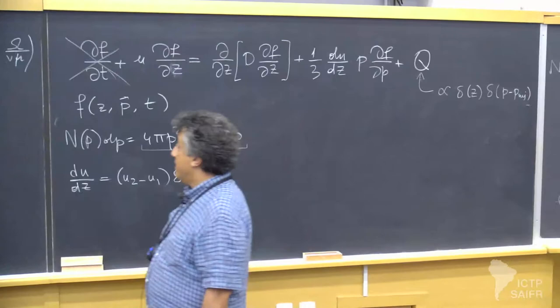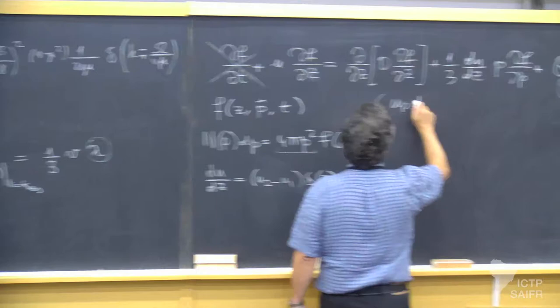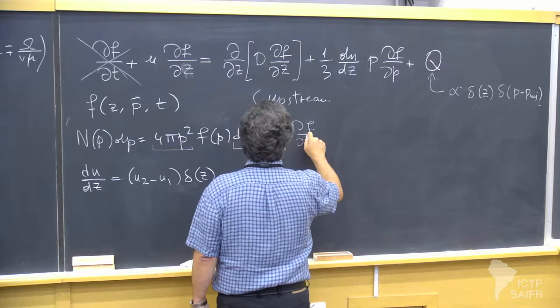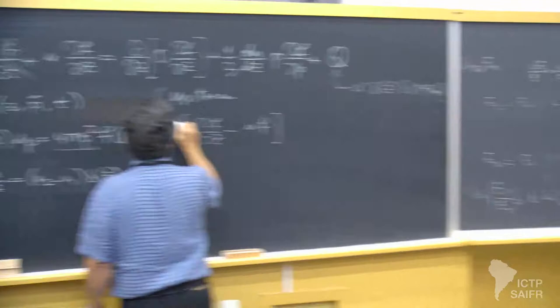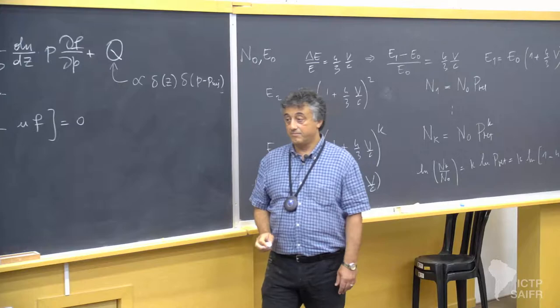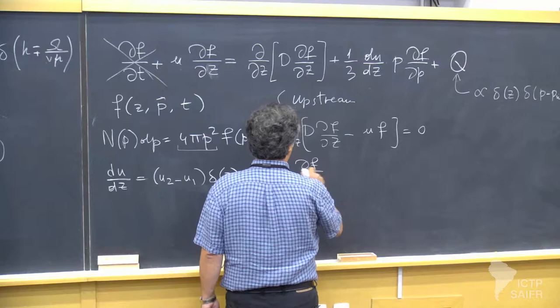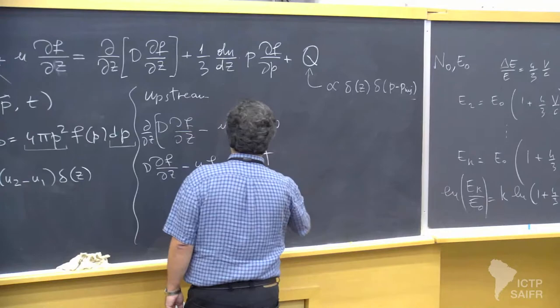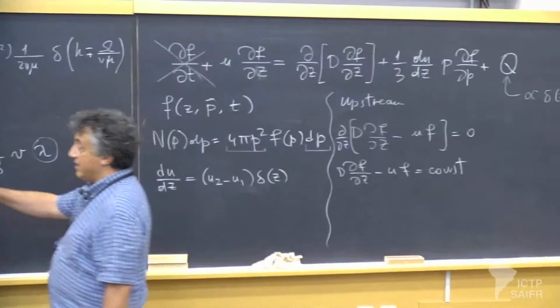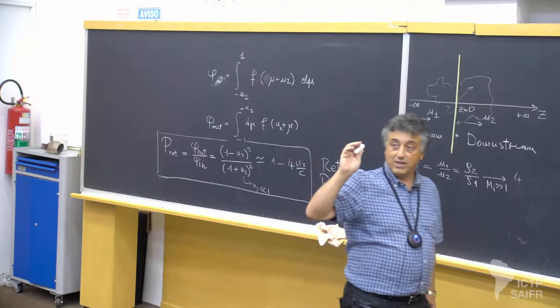That means that if I write this equation in the upstream, the equation simply reads D df/dz minus u f equals zero. Yes? I simply collected these two terms here. Which, of course, means that D df/dz minus u f is constant upstream. But if this is the case, of course, at upstream infinity, which is where you are, all these quantities are zero, because there are no particles that got to upstream infinity. Therefore this constant must be zero. Right?